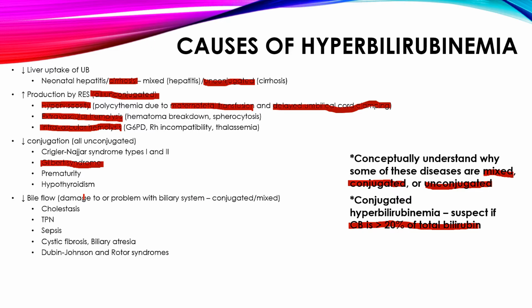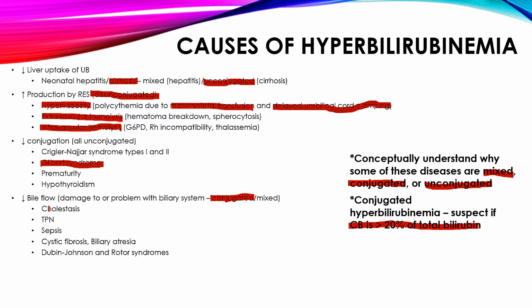So if you have decreased bile flow, remember the bile, as we noticed in the last slide with the pathway, is found after the conjugation step. So if the bile is damaged and the bile flow is affected, you'll have an excess of conjugated bilirubin because it's all been conjugated already. Okay? So not as much of a risk for kernicterus as we had before.